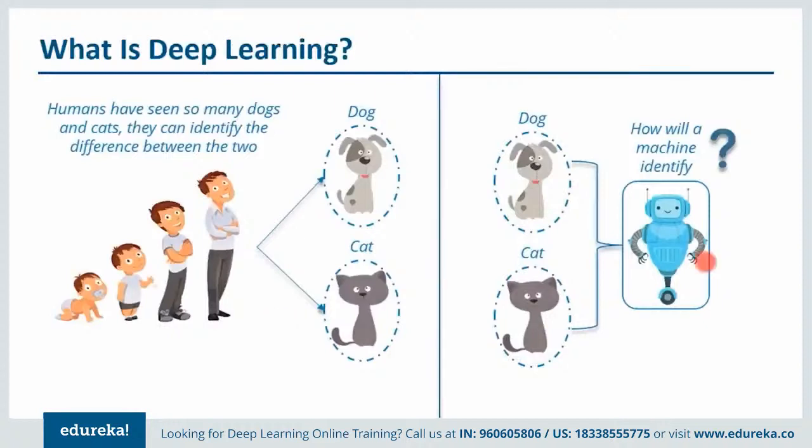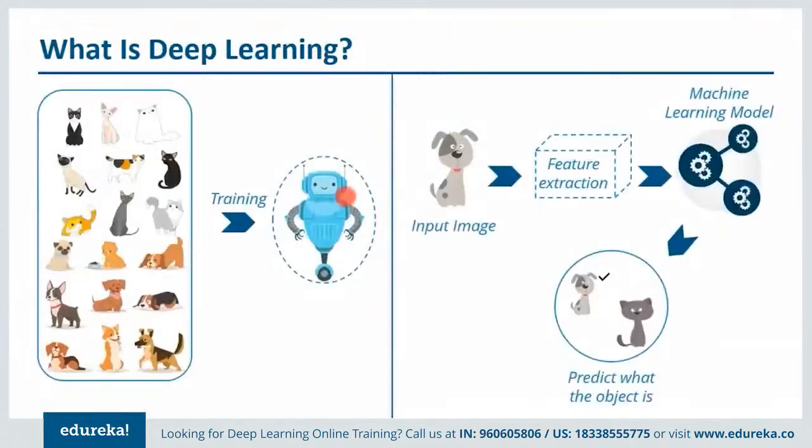But what if I want a machine to do that task for me? How will a machine identify whether the given image is of a dog or a cat? One way of doing that is we can train our machine on a lot of images of different cats and dogs, that is different breeds of cats and dogs. Once our training is done, we can provide it with an input image. Then we'll manually extract certain features, like nose, whiskers, colors, edges, it can be anything. The important features which actually help us in classifying whether the input image is a cat or a dog.